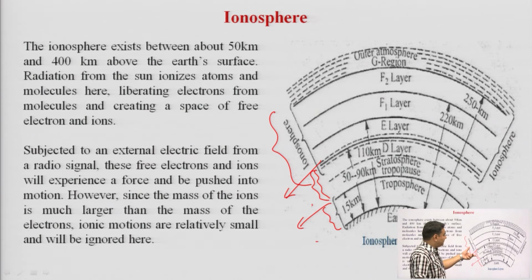What are the different layers in the ionospheric region? There are 4 layers in the ionospheric region.